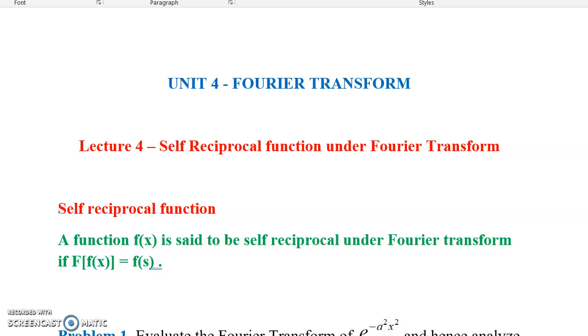Hello students, welcome to the fourth lecture of the chapter Fourier Transform. In this lecture, we are going to see self-reciprocal function under Fourier Transform.